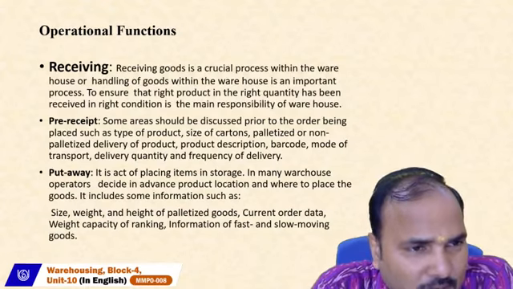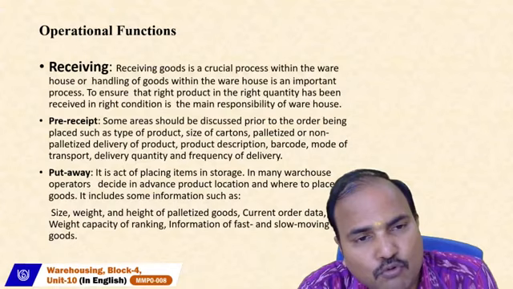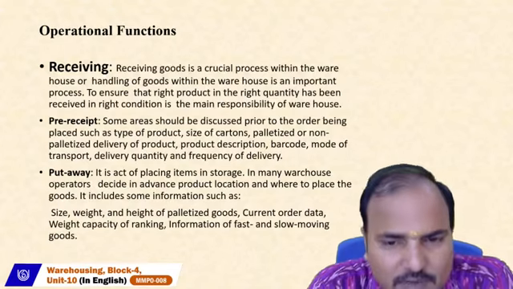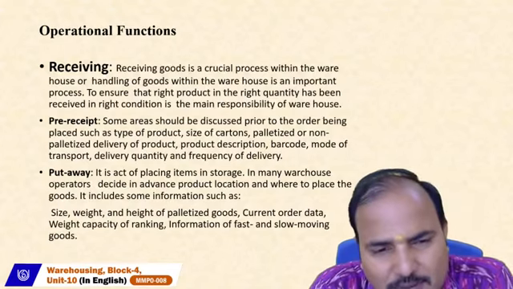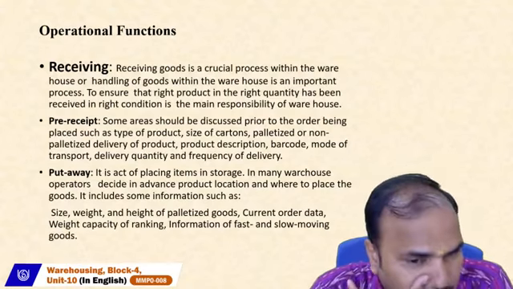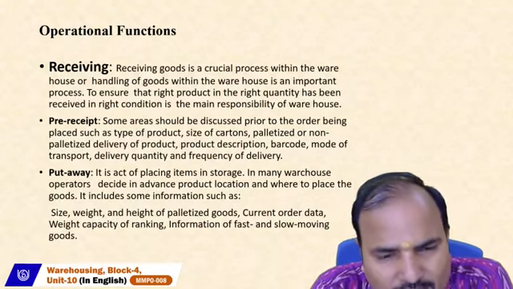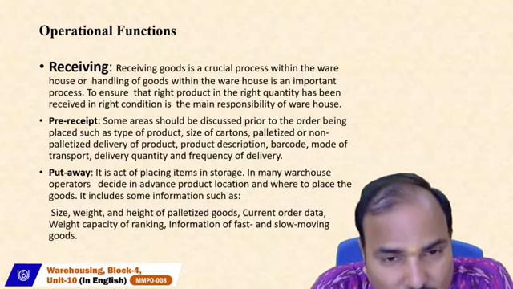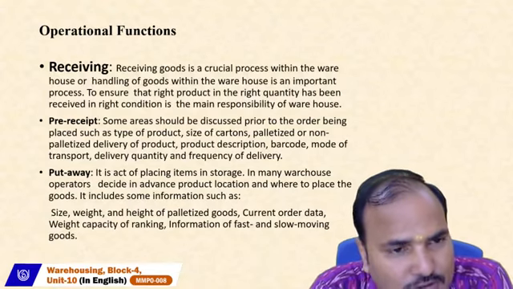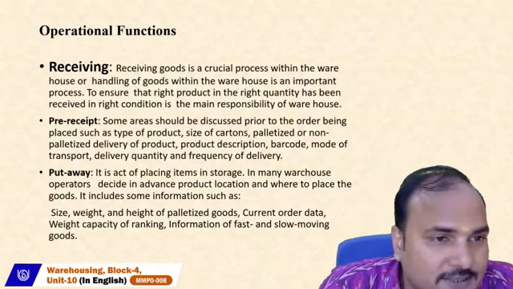So, in the operational functions, one part we have discussed, that is receiving, another is pre-receipt. Next is put away. It is the act of placing items in storage. In many warehouses, operators decide in advance the product location, where to place the goods, and it includes information such as the size, the weight, the height of all palletized goods. Then current order data is required, weight capacity of racking, information of the fast and slow moving goods. All these things are required for the put away operations.